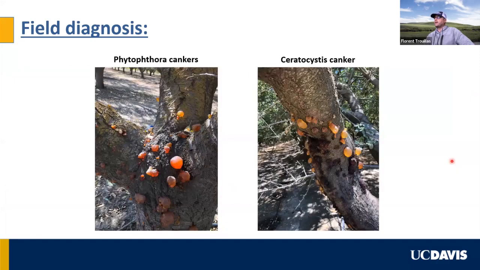Again, here is another illustration: a classic case of Phytophthora canker where you see gumming throughout the infected area at the tree crotch, and then Ceratocystis canker on the main scaffold branches, where you can see some mechanical injury here, and again the gumming occurring at the margin only.